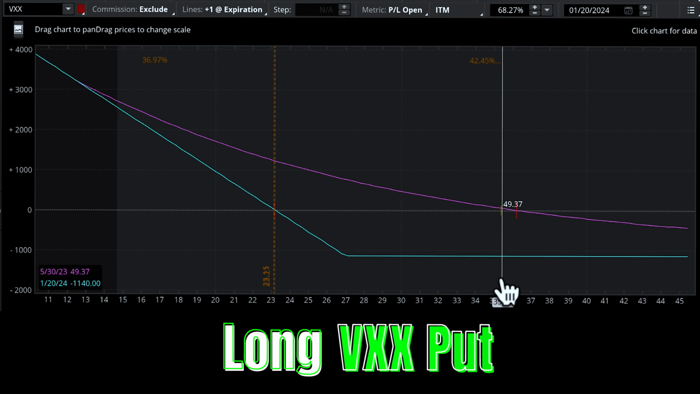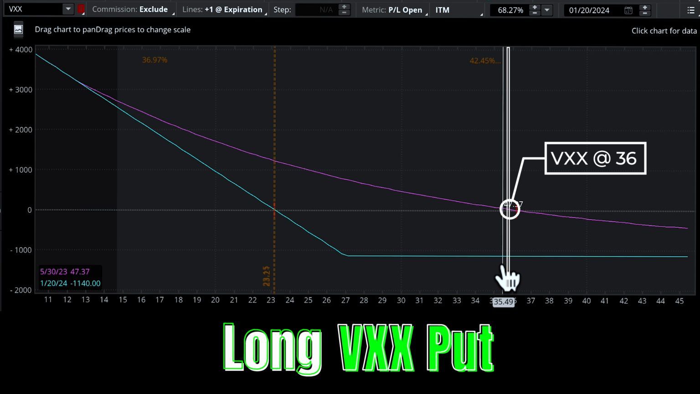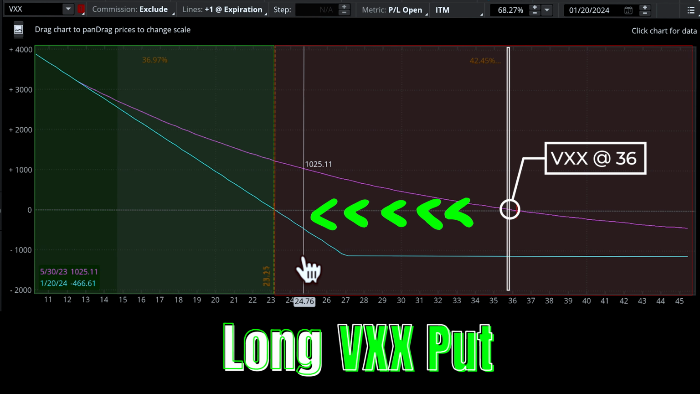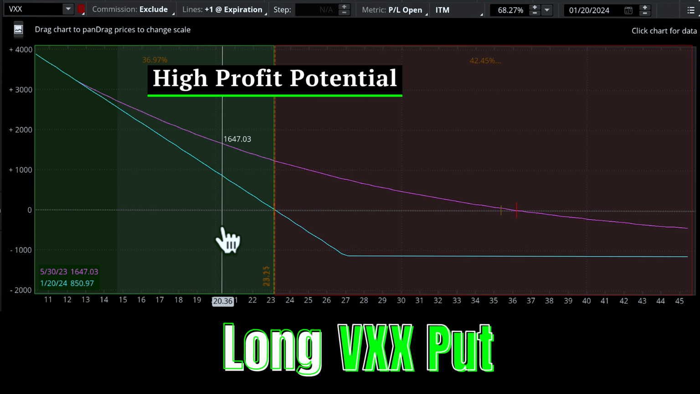The second trade we opened is this one. It's a long VXX put option at the 27 strike. So you can see the VXX right now is around 36, and we need it to go down this way to make our profit. So the first thing that we'll talk about here is that long put options have the potential for much higher profit if the trader gets the timing right.